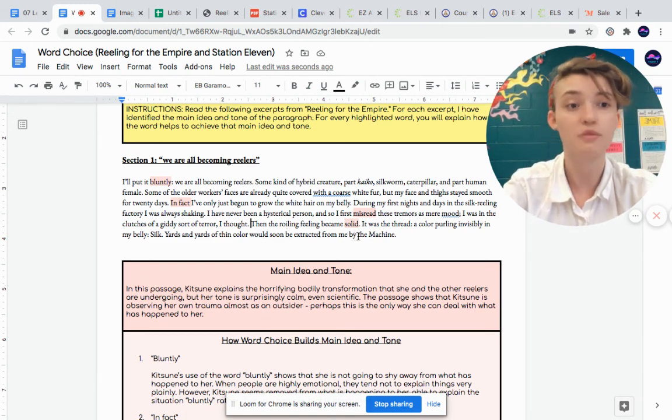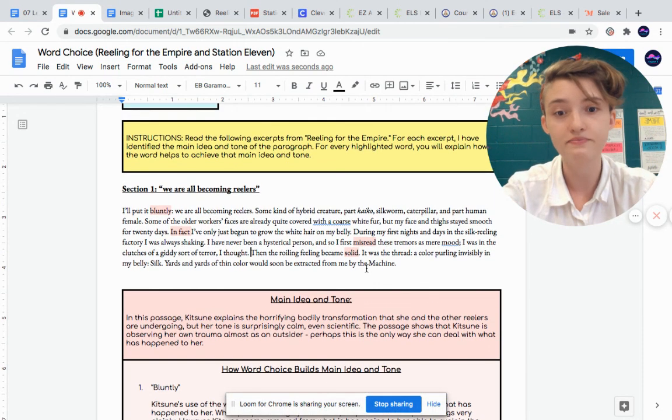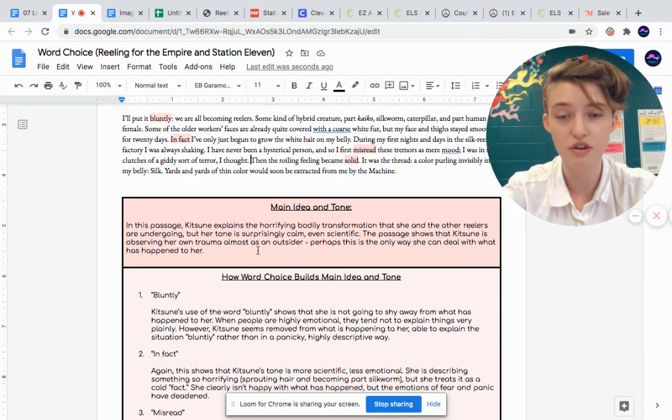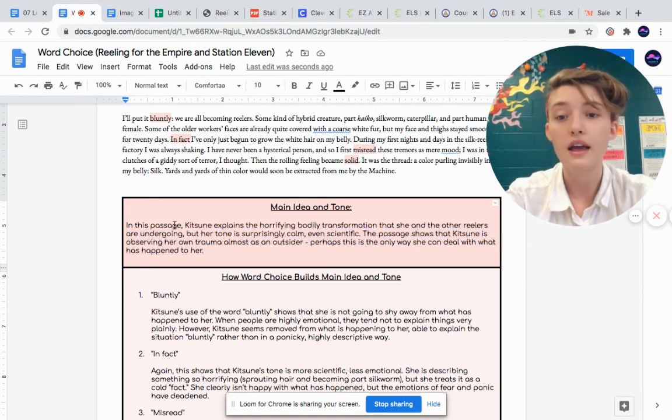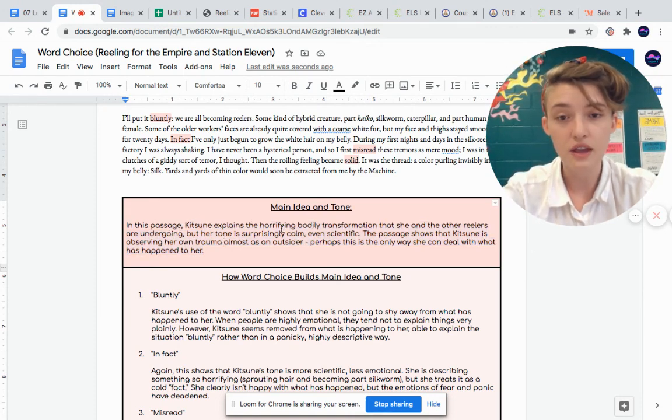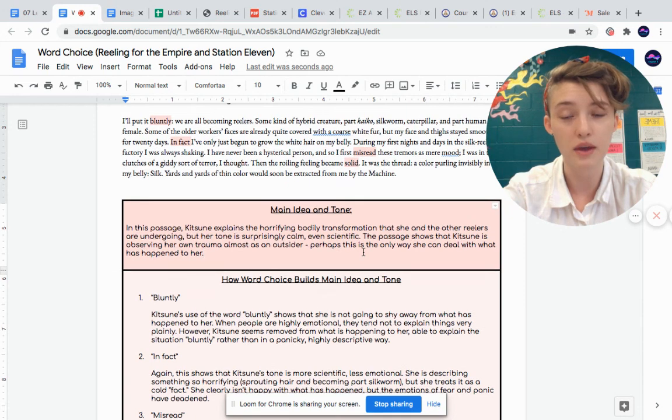So she's explaining exactly what's happening to them, right? So I've given you the main idea and the tone right here. It's very important that you read this each time. So in this passage, Kitsune explains the horrifying bodily transformation that she and the other reelers are undergoing, but her tone is surprisingly calm, even scientific. The passage shows that Kitsune is observing her own trauma almost as an outsider. Perhaps this is the only way she can deal with what has happened to her.